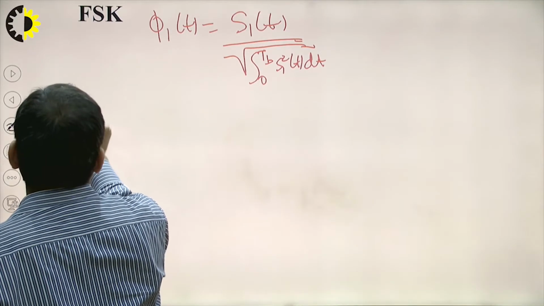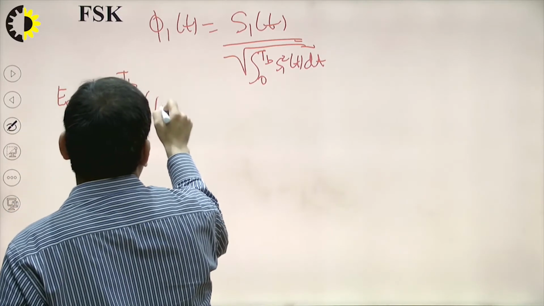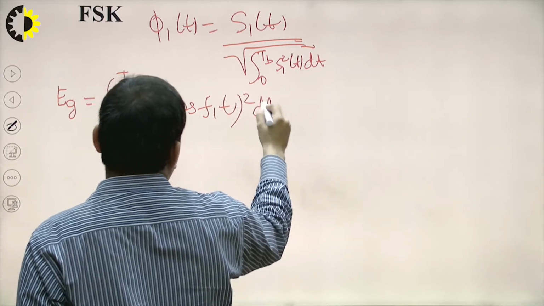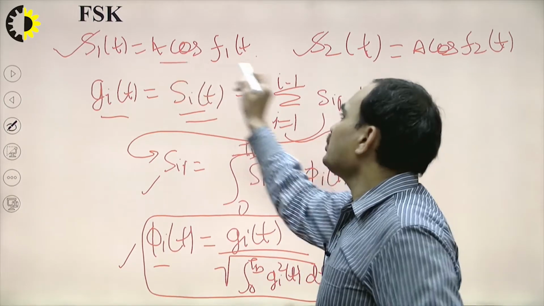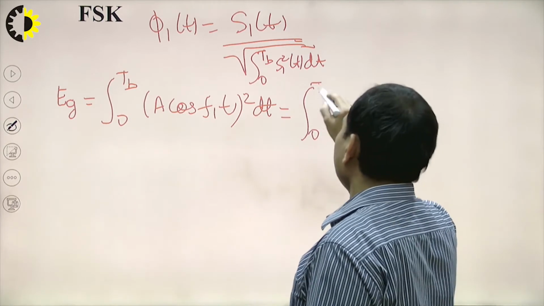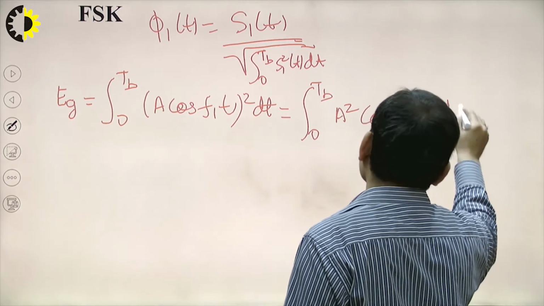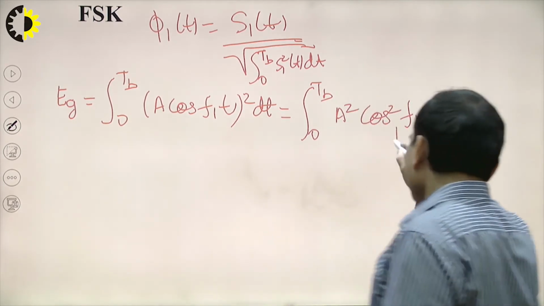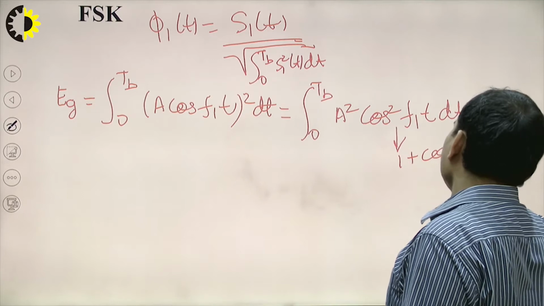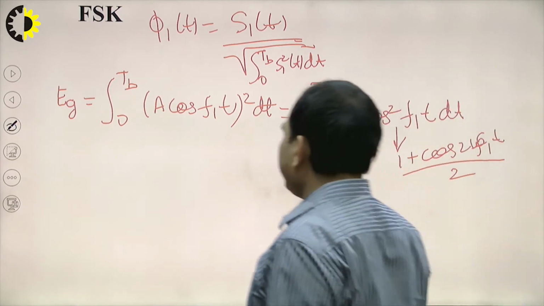So the energy of s1(t) is given by the integral from 0 to Tb, where s1(t) is given by A cos of 2 pi f1 t, squared, dt. So we can further expand it as the integral from 0 to Tb of A squared cos squared of f1 t dt. Now we can further expand this with a trigonometric identity, cos squared is given by (1 plus cos of 2 omega or f1 t) by 2.